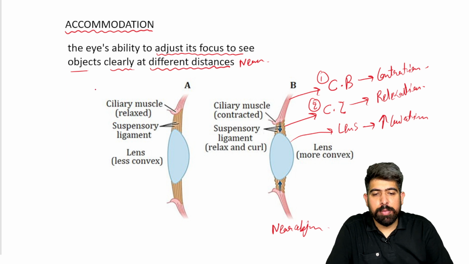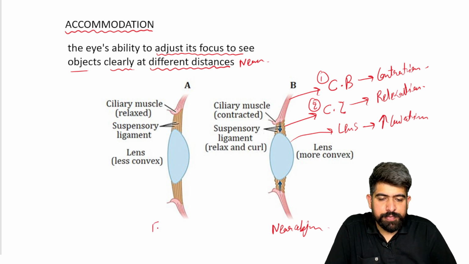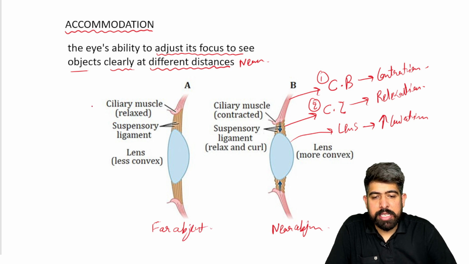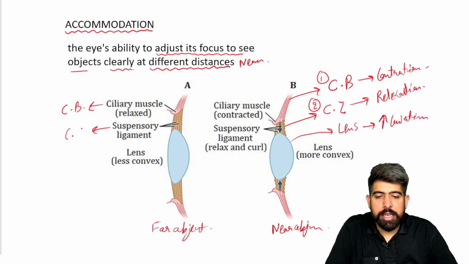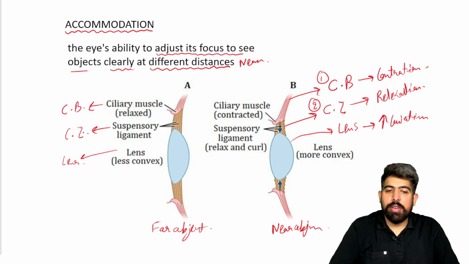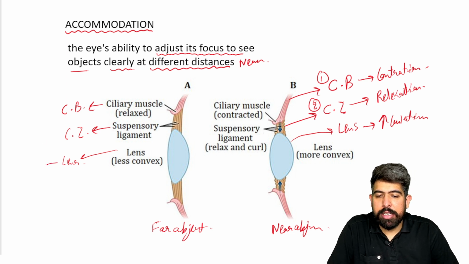As I look at the far object, what will be happening? Again, we have the ciliary muscle, which is known as the ciliary body, right? Then we have the ciliary zonules, which is known as your suspensory ligament, and the last one is your lens. So the ciliary body is just the opposite of the near object. What will happen? The lens will decrease its curvature.